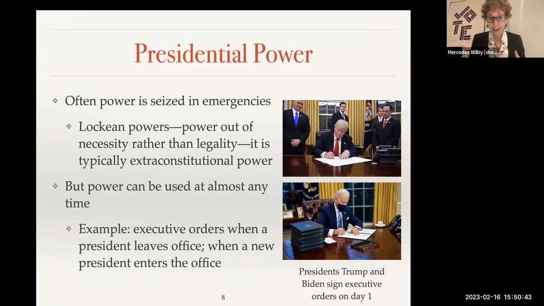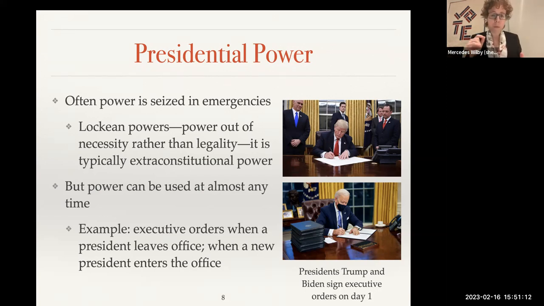Now, Locke says that sometimes the government just needs to seize power. Sometimes the government has to protect us. And that's all right if they use power out of necessity rather than legality, assuming they do it only as necessary and only during emergencies. This kind of extra constitutional power is expected. That's why we have a unitary executive who's energetic and can respond to crises quickly.